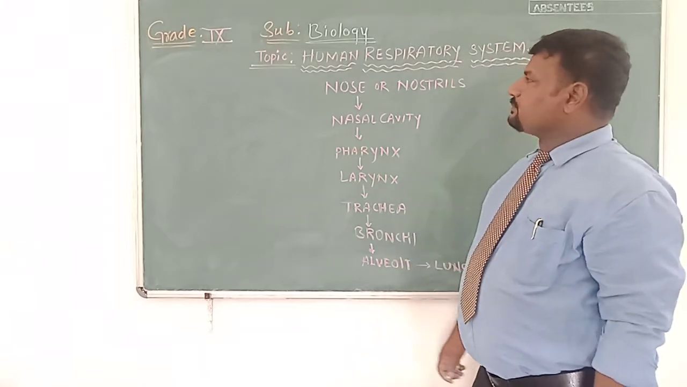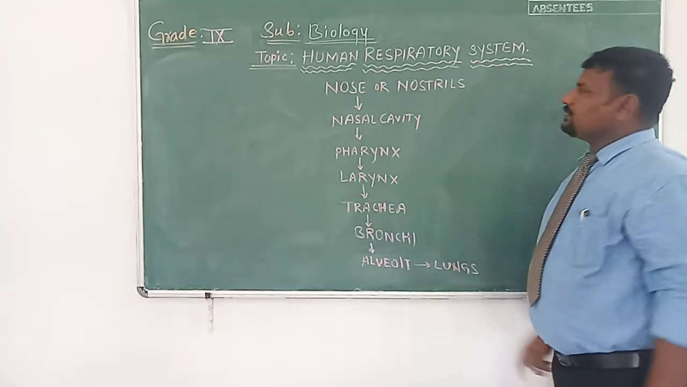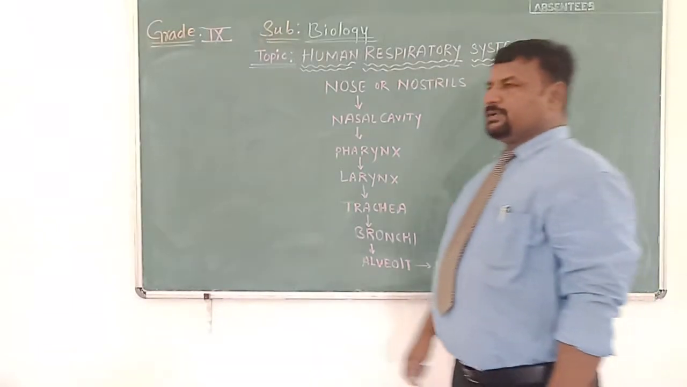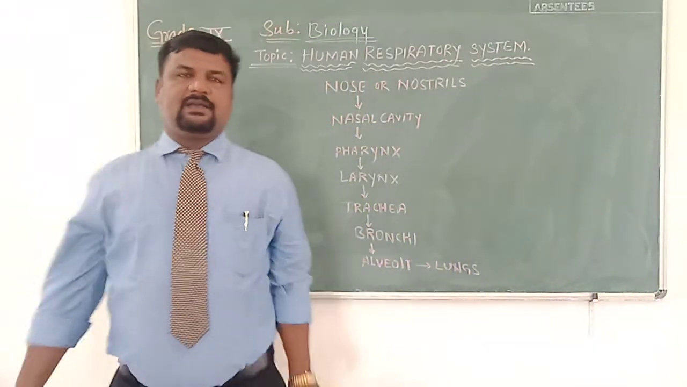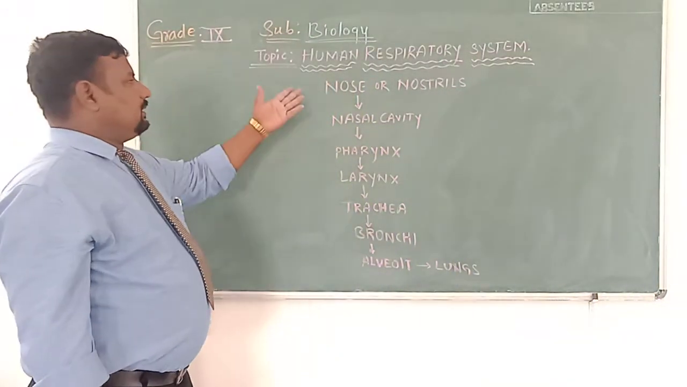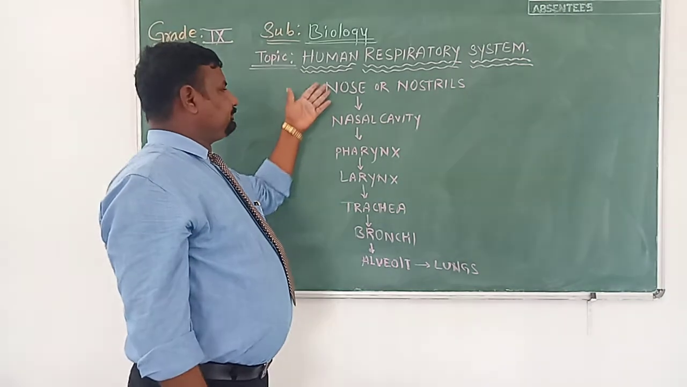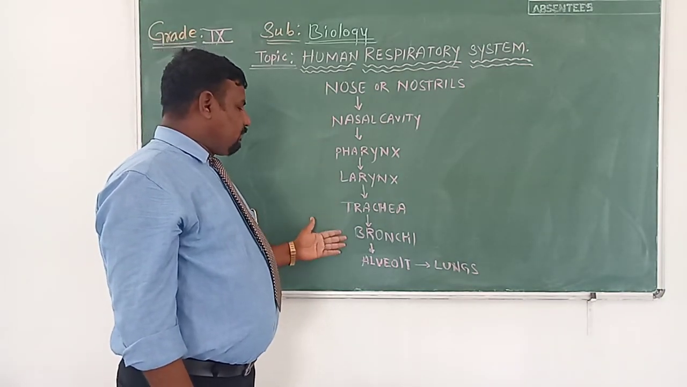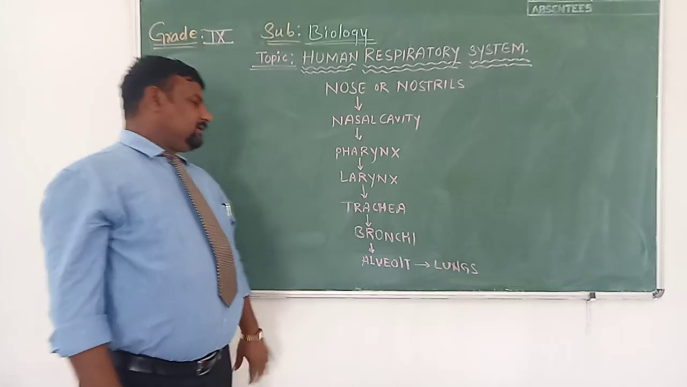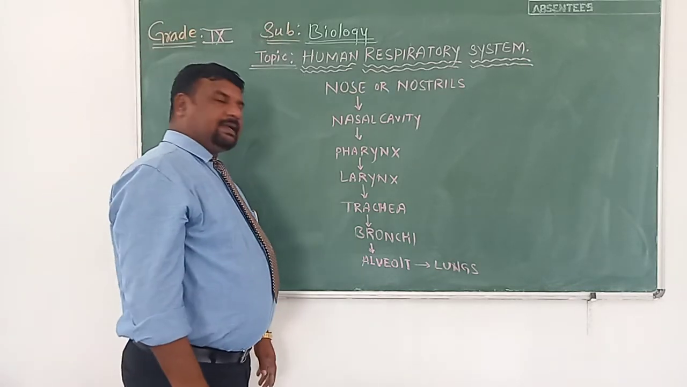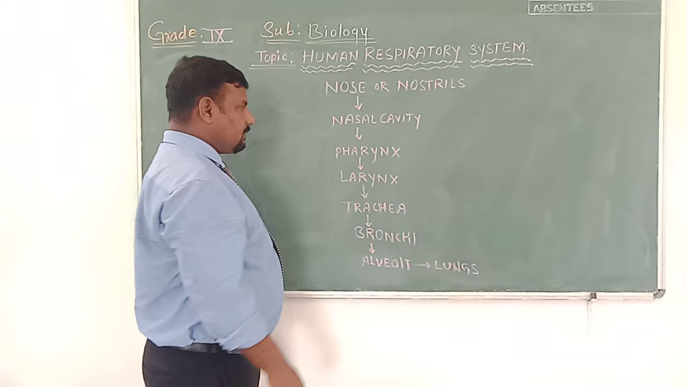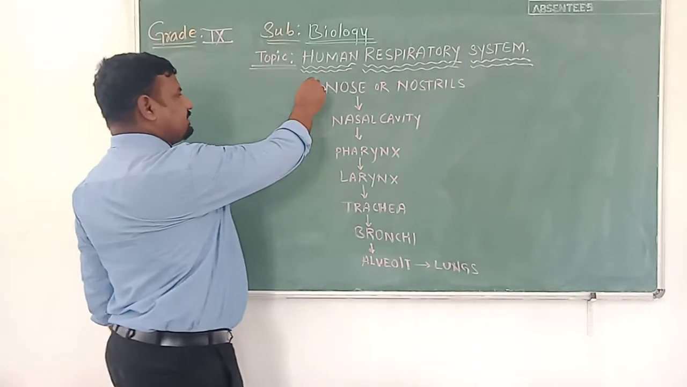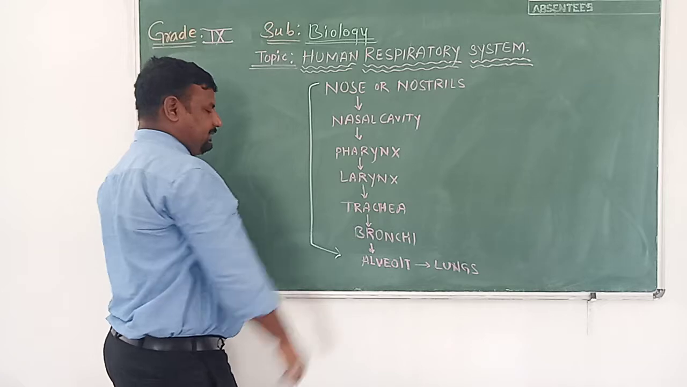Today we are going to discuss the human respiratory system. The human respiratory system is composed of the nose, nasal cavity, pharynx, larynx, trachea, bronchi, alveoli and lungs. This pathway we can call a respiratory pathway.